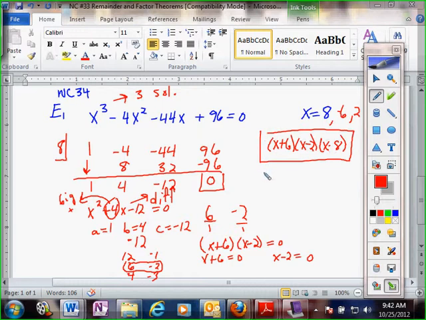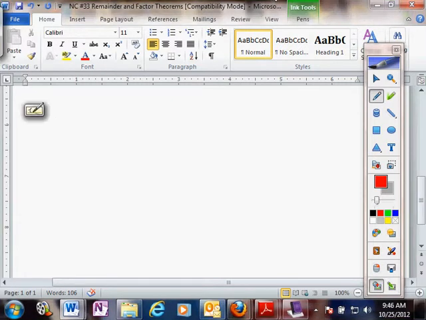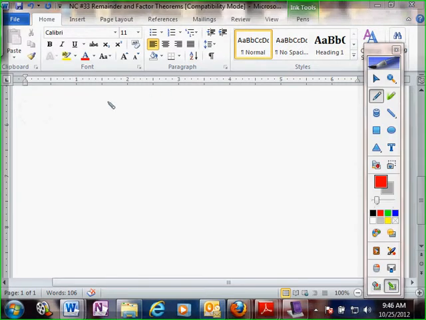And that's one example of how to use the remainder theorem, given at least one root, finding all of the roots of the polynomial. Let's look at one more example for note card 34. Example 2.